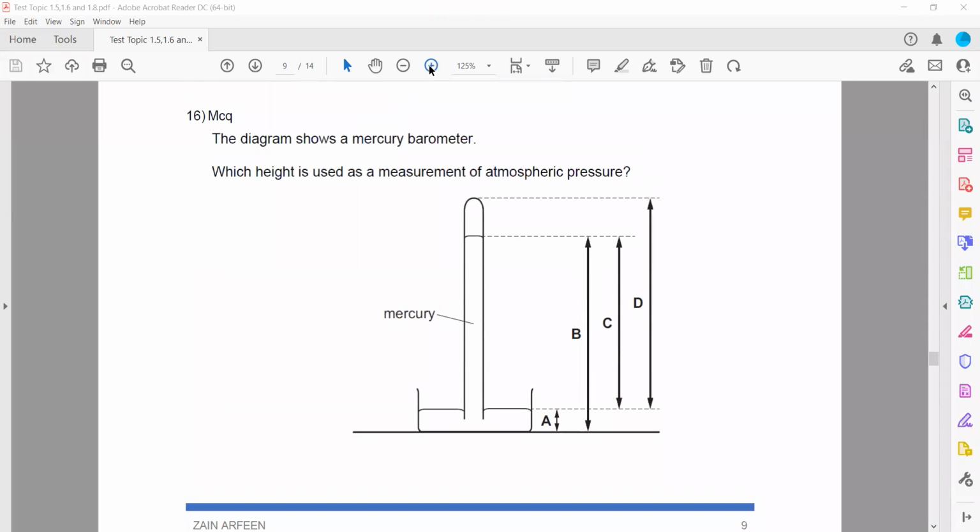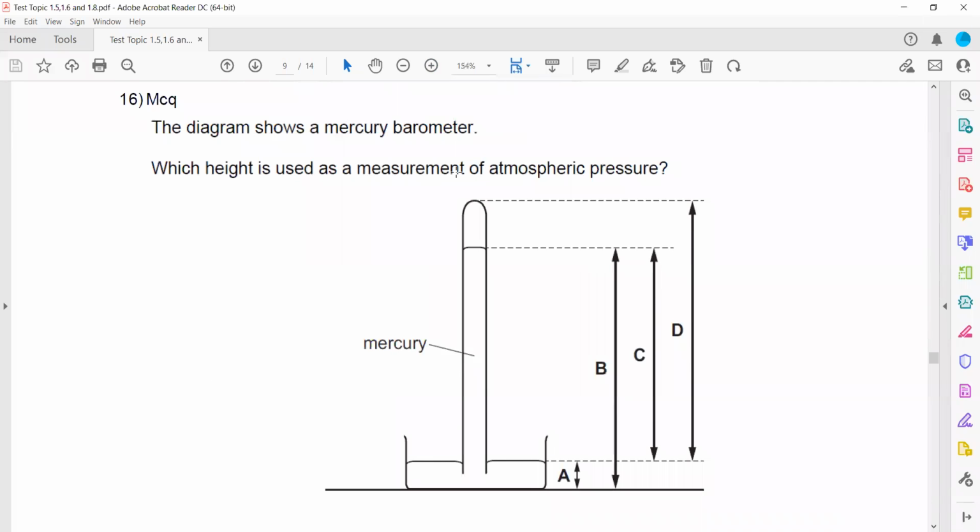Then the diagram shows a mercury barometer. Which height is used to measure the atmospheric pressure? The height we use is the level of the liquid in the container to the level of the liquid in the tube. That is the height which we read in a mercury barometer. So that matches option C.